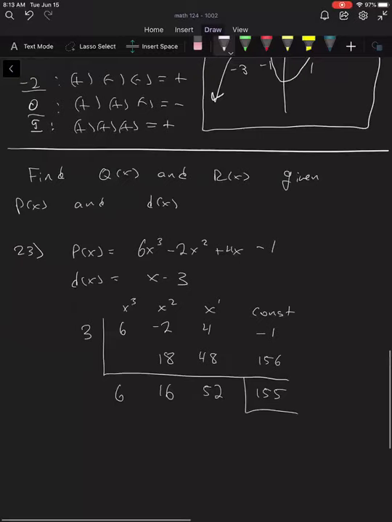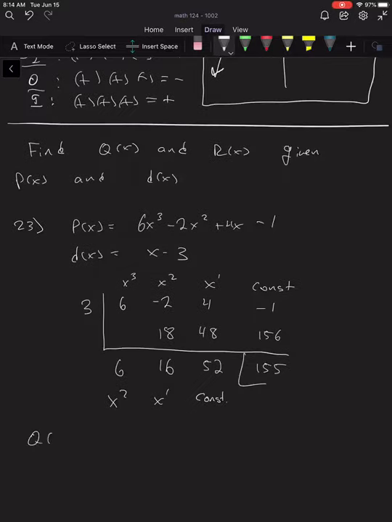So for this problem, remember, these columns down here are going to be one power less than the one above it. So this is now an x to the 2, x to the 1, and then the constant. So our q of x is 6x squared plus 16x plus 52, and then the remainder is equal to 155.